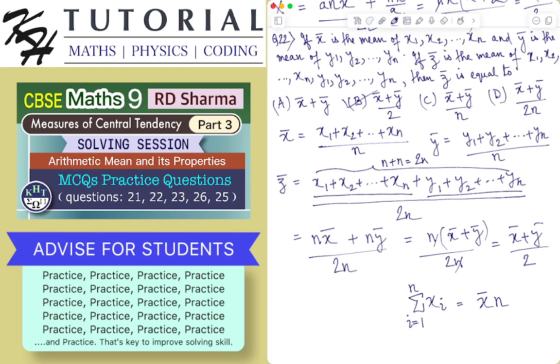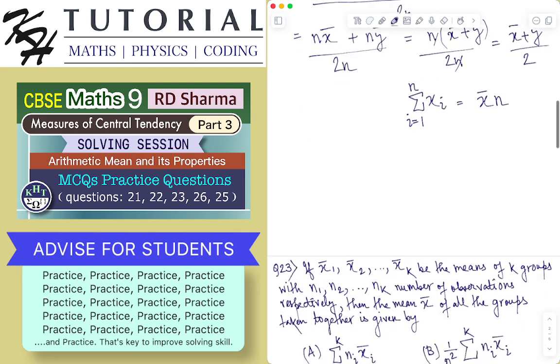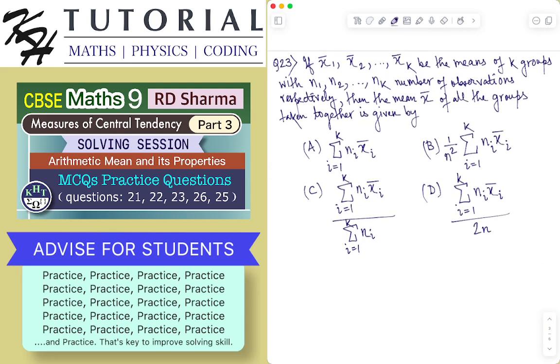Okay, let's do the next problem. Question number 23 says, if x1 bar, x2 bar, up to xk bar are the means of k groups. So there are k groups. A group means a set of observations. So a number of observations is referred to as a group. There are k groups, and the numbers of observations of those k groups are n1, n2, up to nk. Then the mean x bar of all the groups taken together is given by.